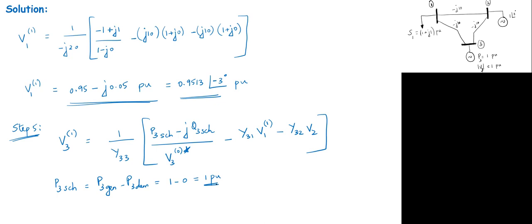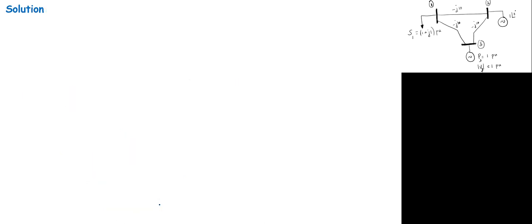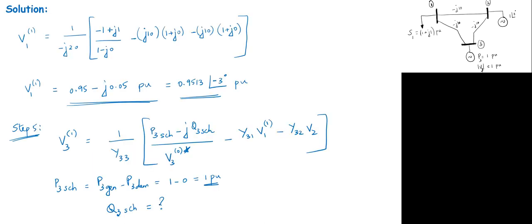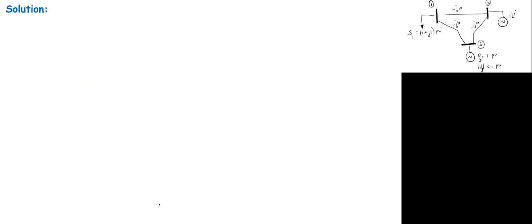Now, how about Q3 scheduled? Unfortunately, because the bus is a PV bus, the reactive power generated value is not known. Therefore, we need to solve for Q3 scheduled. It's something that is unknown. So how can we solve for Q3 scheduled? At any bus, the reactive power value can be solved for by making use of the load flow equation.